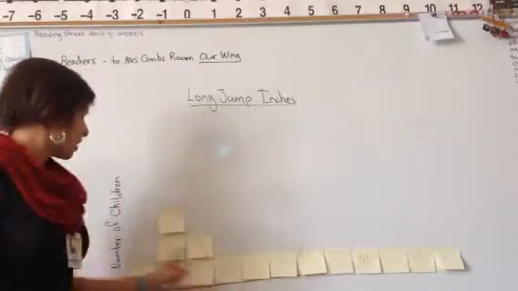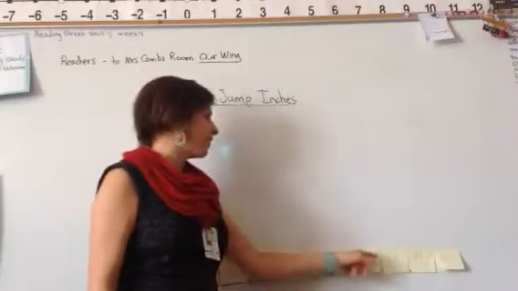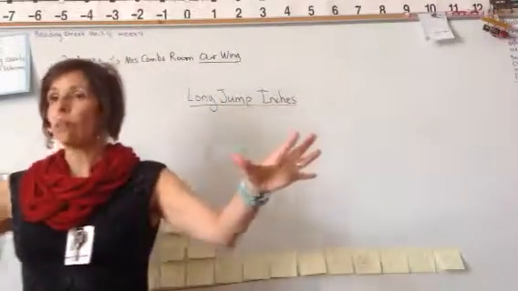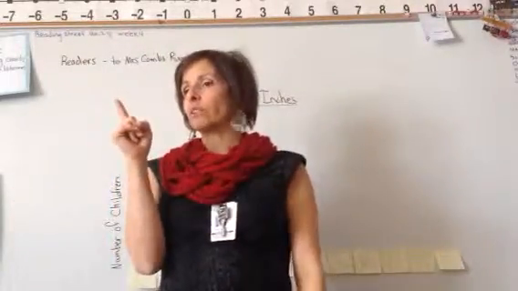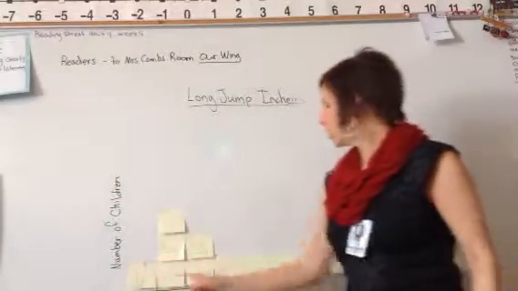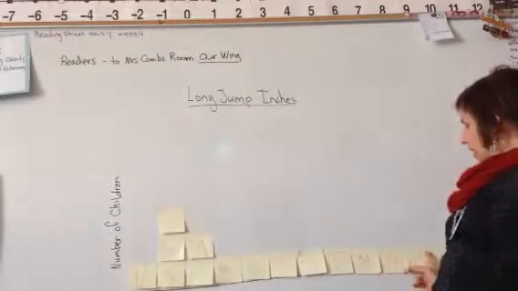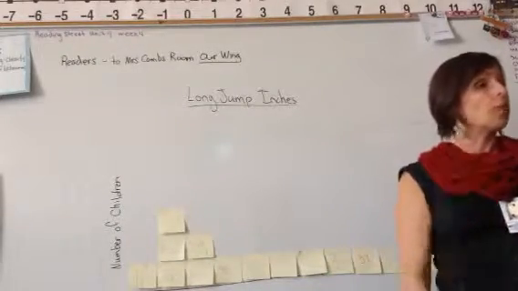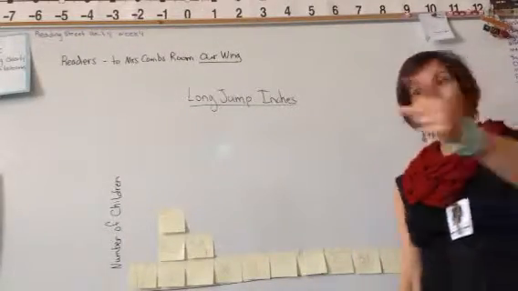So I could say 1, 2, 3, 4, 5, 6, 7, 8, 9, 10 jumps were only jumped by one person. Could I say that? Yeah. 10 jumps. 1, 2, 3, 4, 5, 6, 7, 8, 9, 10. 10 jumps were only jumped by one person. Another observation?